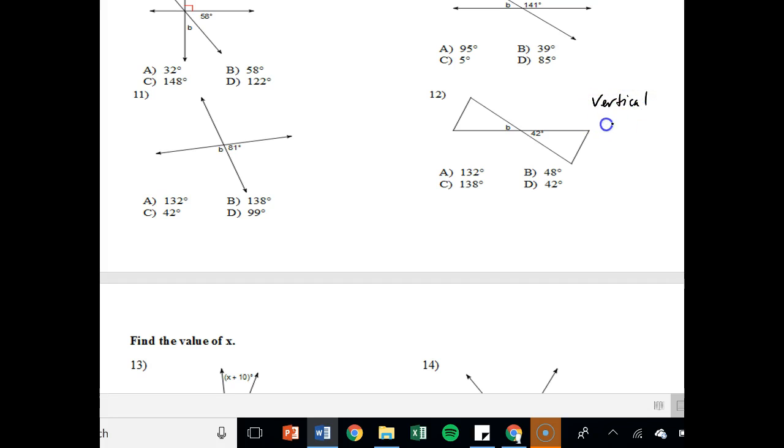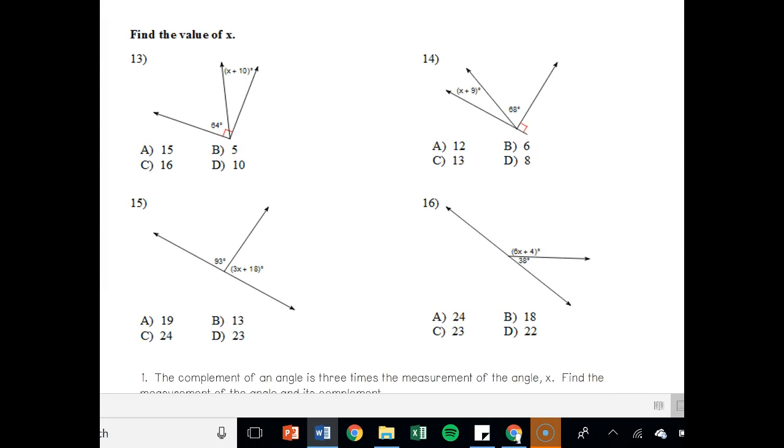All right. For a problem like 12, you'll notice that, hey, I've got a vertical relationship. Vertical angles are congruent. Because they are congruent, all I do is say that B is equal to 42, right? If this is 42, then that's going to be 42.